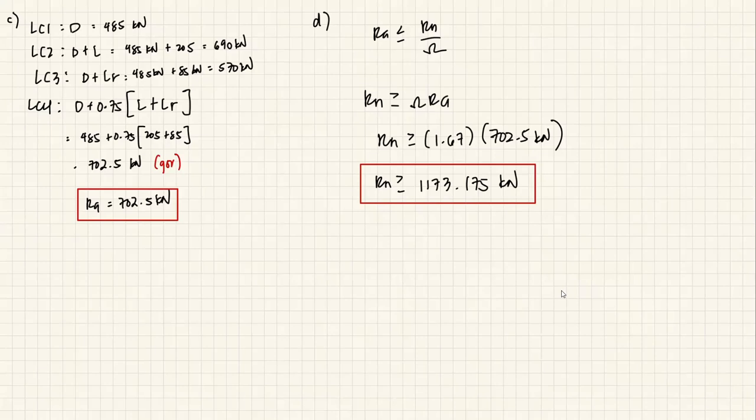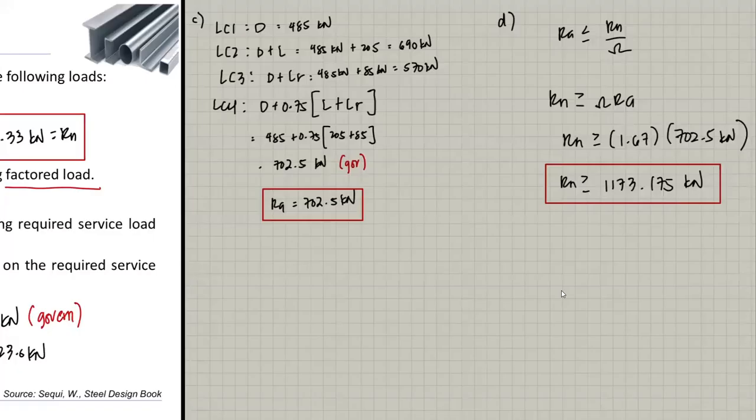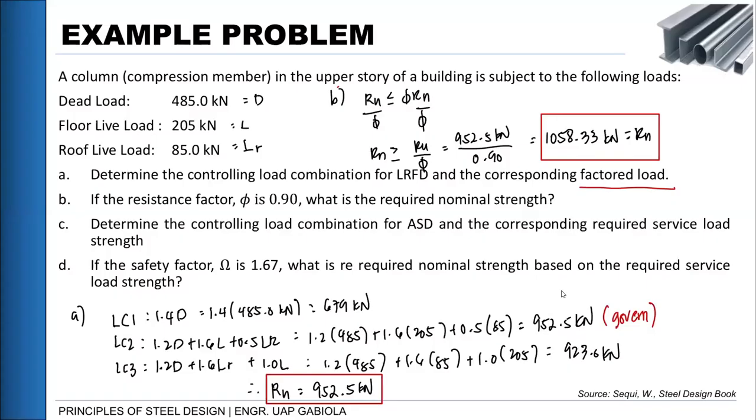Ang consideration lang natin is for the end na decision if we will adopt a specific section na based sa ASD philosophy or LRFD philosophy. Okay? So, this is not always the case. Ano? It so happens lang na dito sa equation, sa example na to, mas greater than yung nakuha na capacity na requirement dun sa ASD.